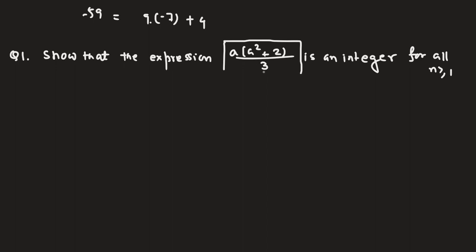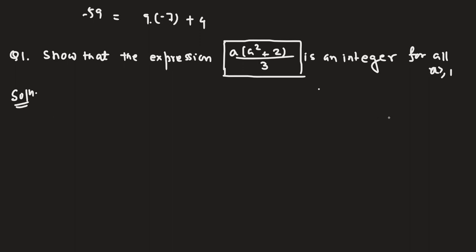If you look, the denominator is 3. So we have to prove this whole thing is divisible by 3, then you get an integer as the quotient. Now show that this is an integer for all n. Here n is not given. For all a, I think it will be for all a greater than or equal to 1. A is what? A is an integer.